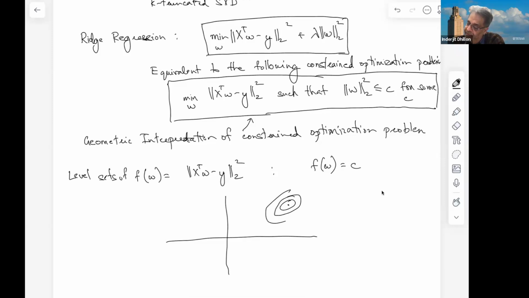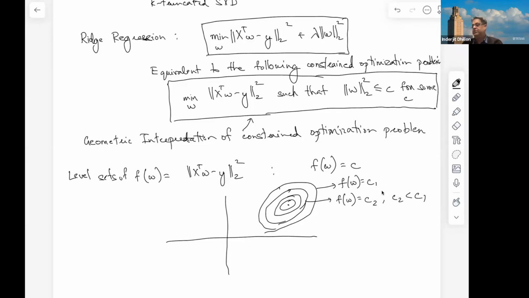These are ellipses, and I'm not showing that over here, but it can be shown. Each of the contours corresponds to f(w) equal to c1 for some particular c1. And this one would correspond to f(w) equal to c2, and c2 is less than c1. And this value over here is going to be the smallest value of f(w). So this is the minimizer. This is the least squares solution.